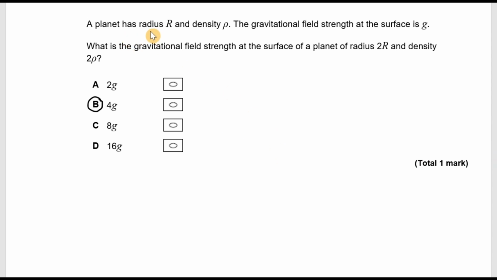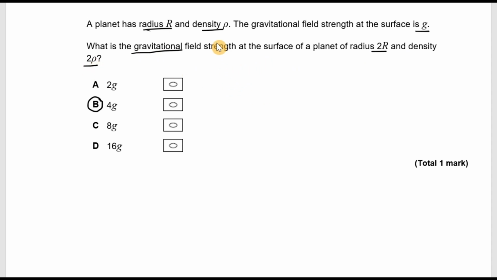So a planet has a radius r and a density ρ. The gravitational field strength at the surface is g. What is the gravitational field strength at the surface of another planet of radius 2r and density 2ρ?